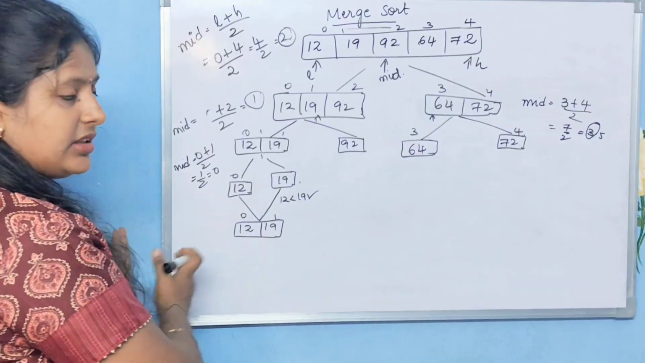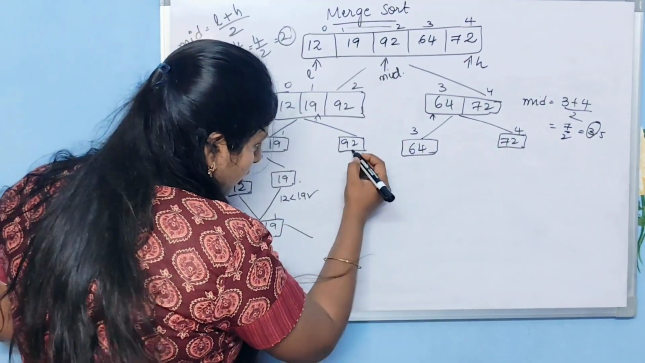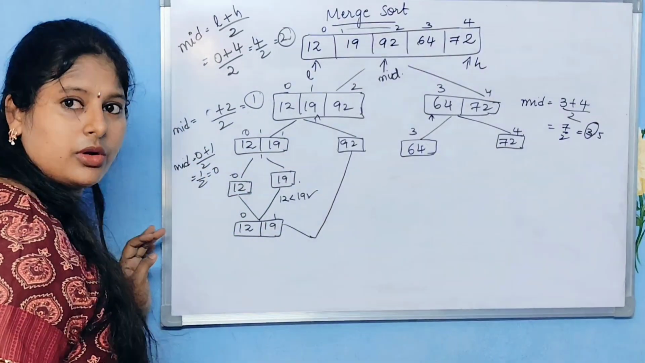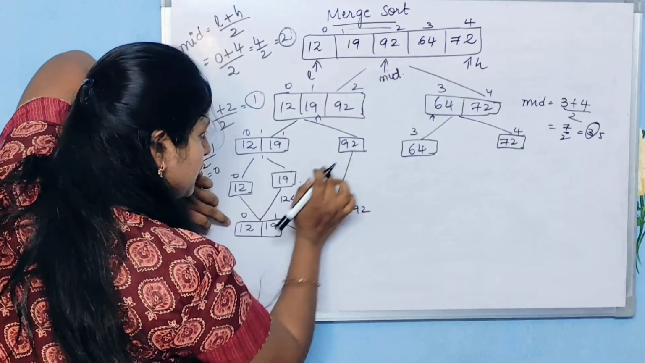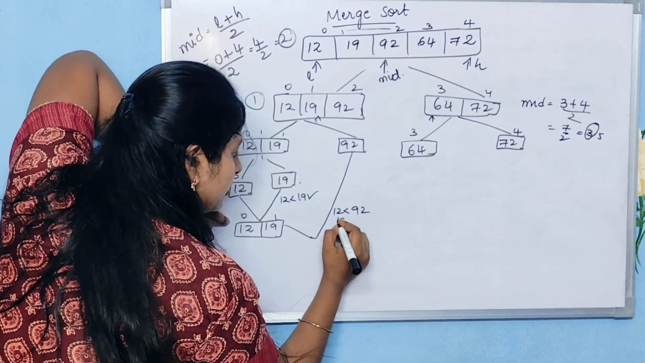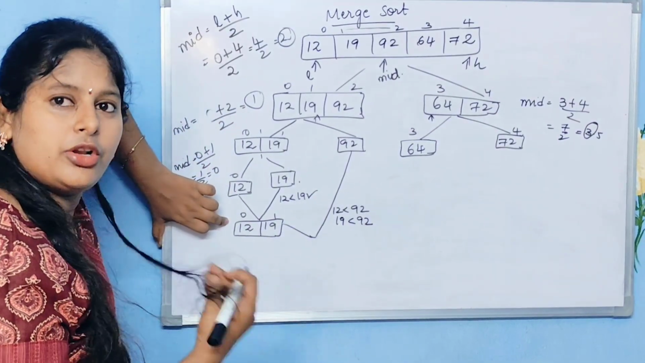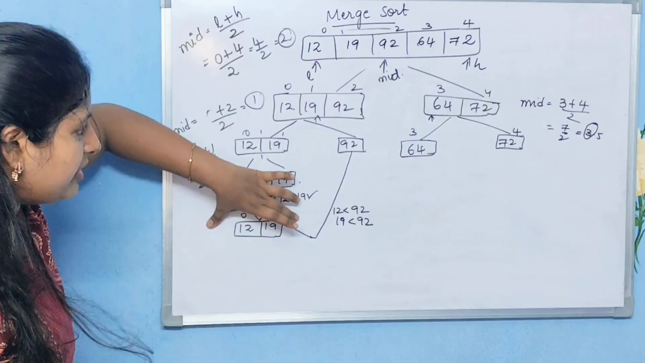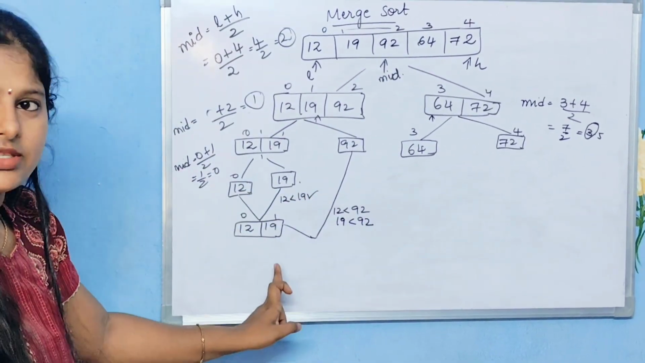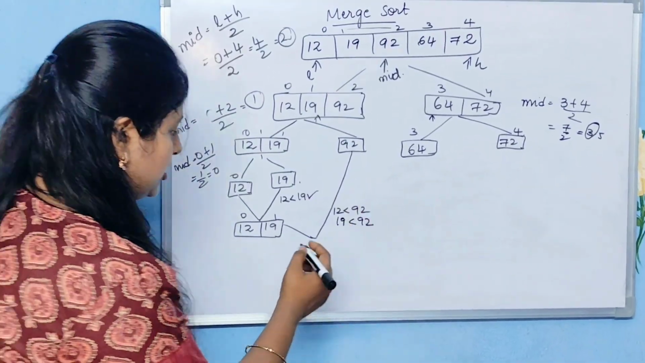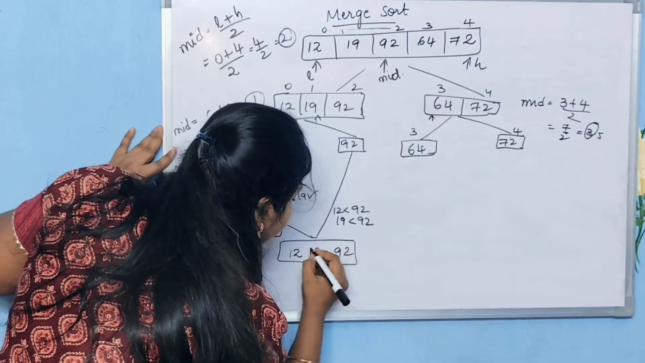Now I have to first complete the left subarray and then go to the right subarray. So this element is there. Now you have to conquer this. 12 is less than 92. Then 19 is compared with 92, and 19 is less than 92. That means these elements are obviously less than this element, and 92 is greater than both of them. So 92 is placed at the last position. That is 12, 19, 92.